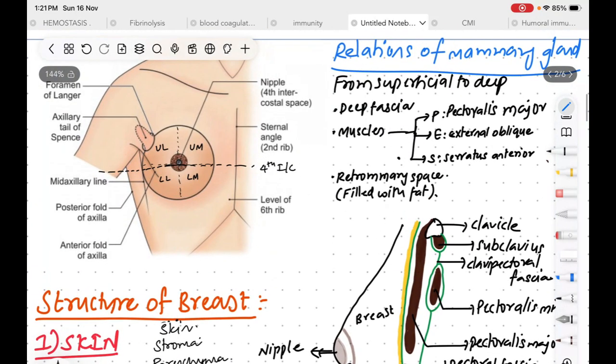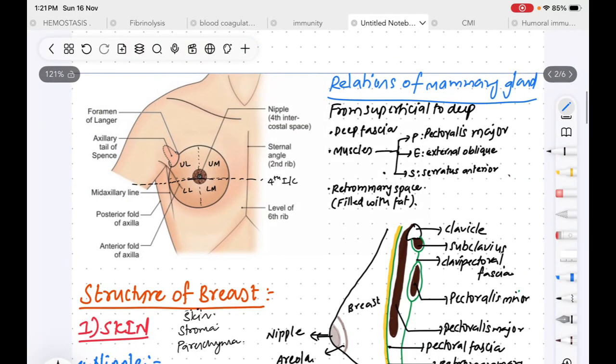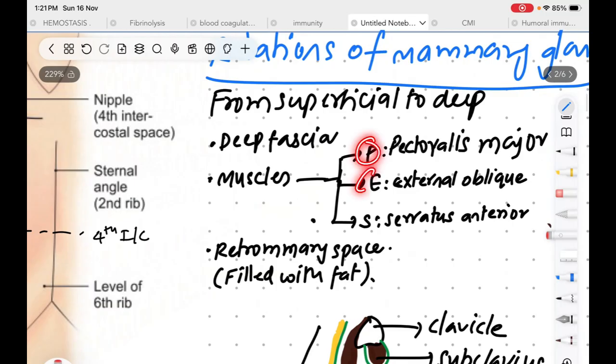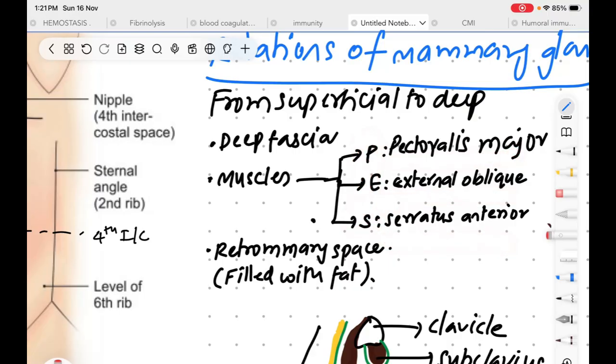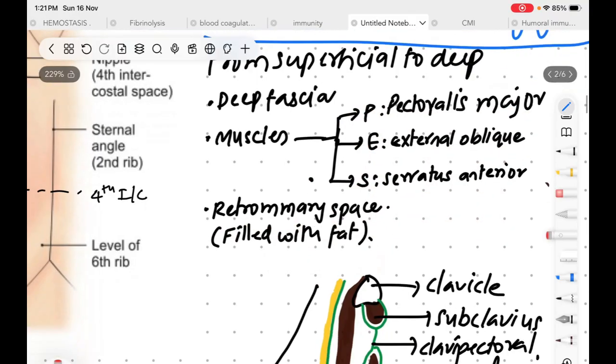Now let us talk about the relations of the mammary gland. The relations from superficial to deep are, first, skin, superficial fascia, then deep fascia, and some muscles. What are these muscles? You can remember them as PES: pectoralis major, external oblique, and serratus anterior. And we have the retromammary space, which is filled with fat.